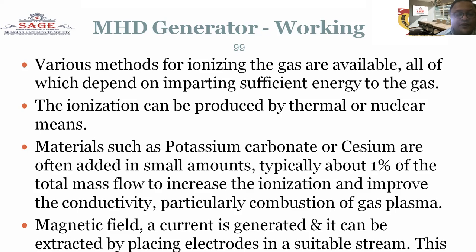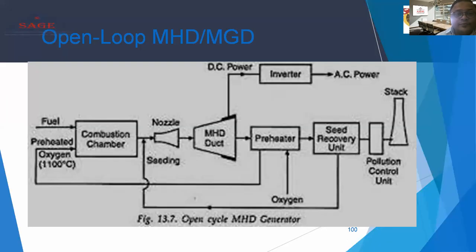These are the main fundamentals. In a magnetic field, a current is generated and it can be extracted by placing electrodes in a suitable stream. This is the open loop MHD magnetic generation device.